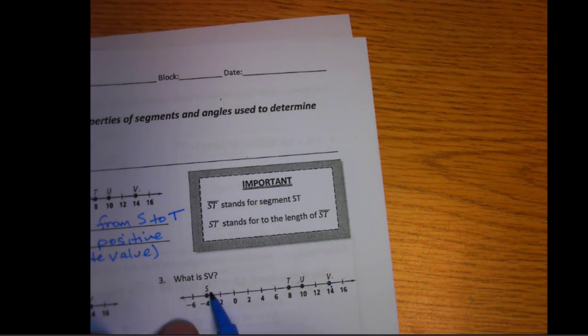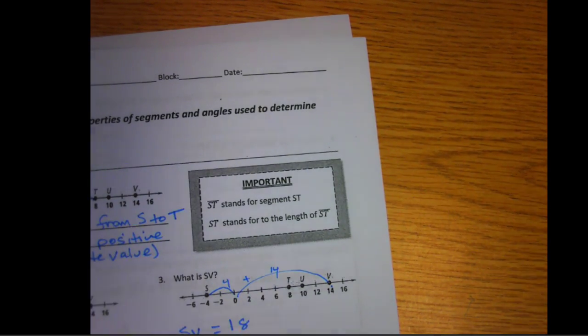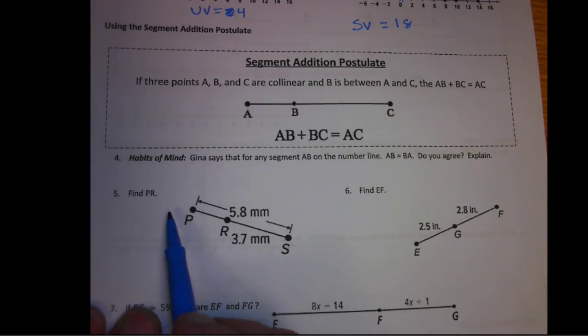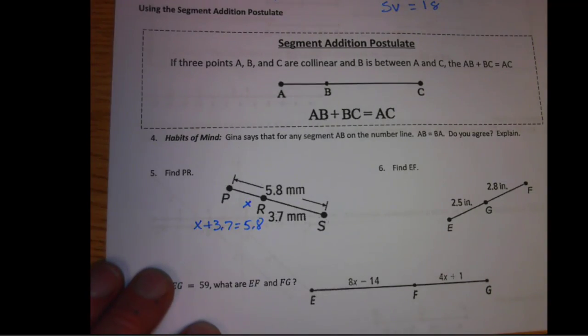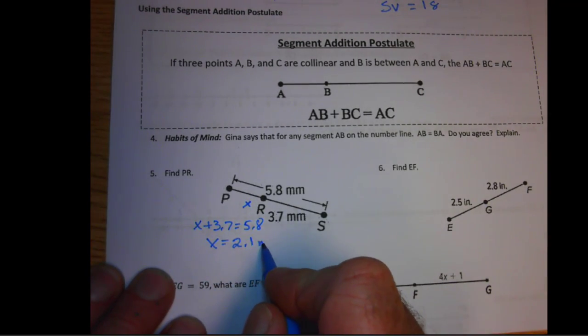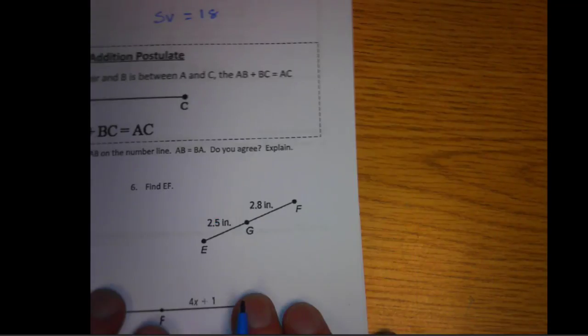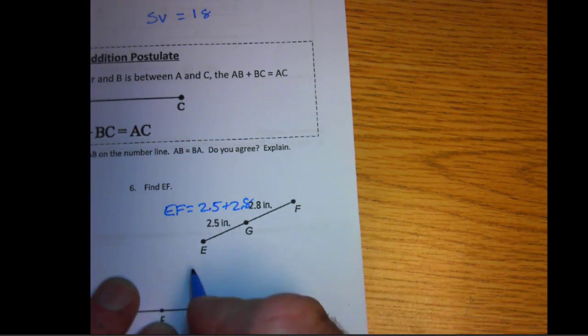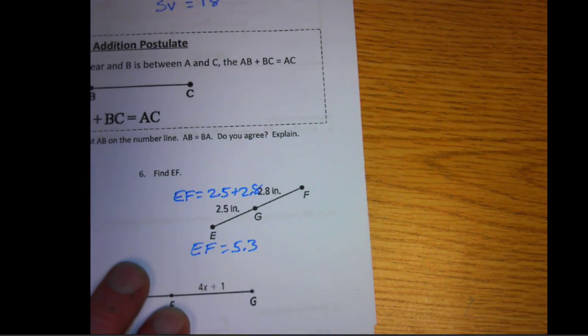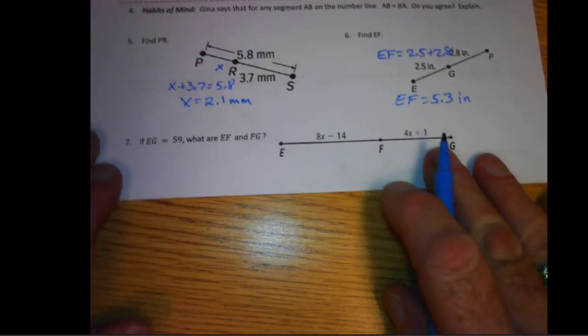The distance from U to V, do the same thing. Another way to find SV is to think about how far one is on one side of 0 and the other, and then add those together. So SV is 18, and we found out that UV was 4. For number 5, 5.7 take away 3.7 is 2.1. And for number 6, we add those together, we get 5.3 for the distance.